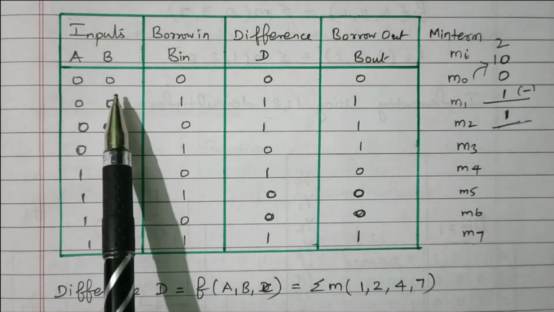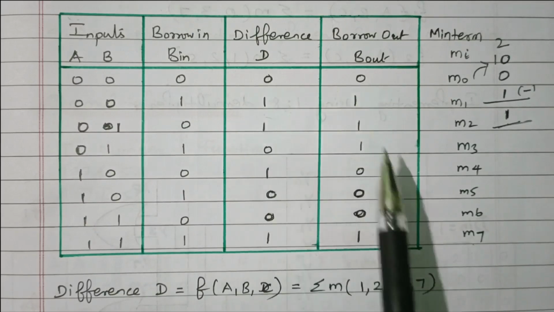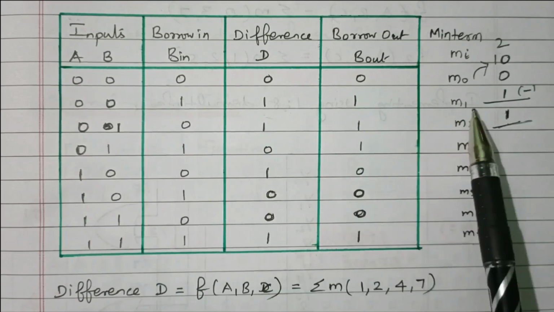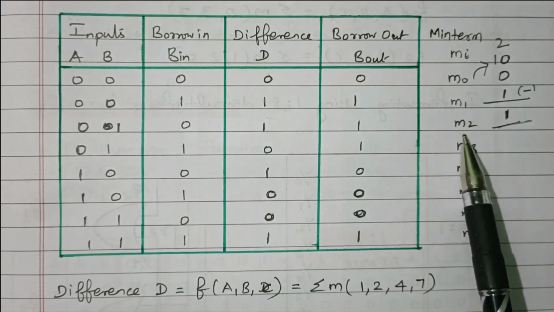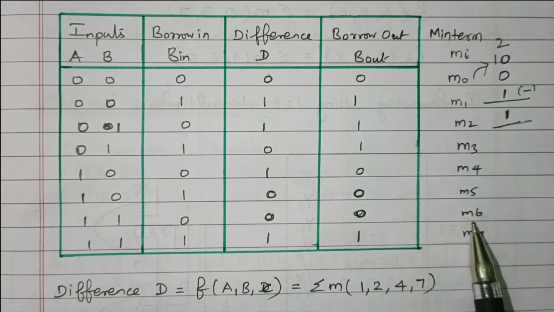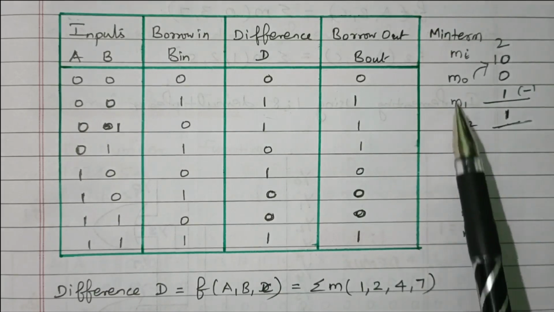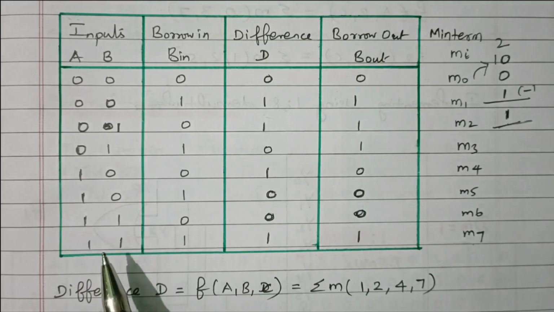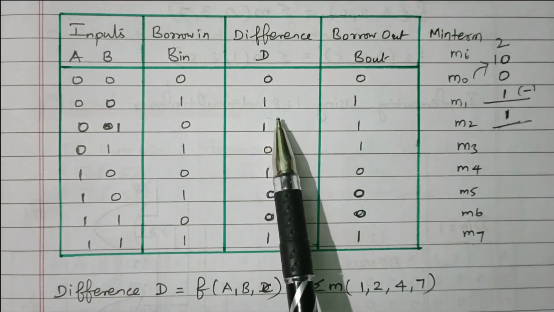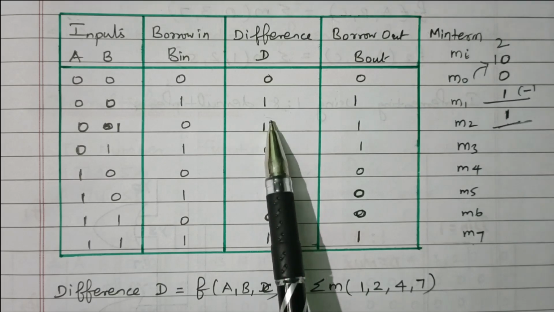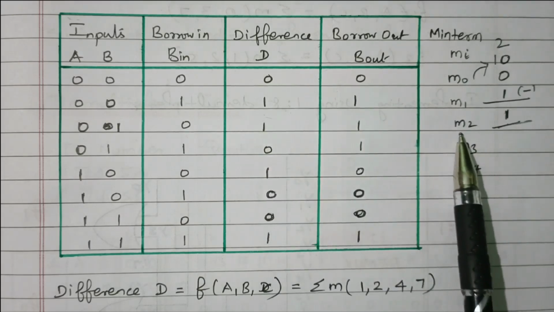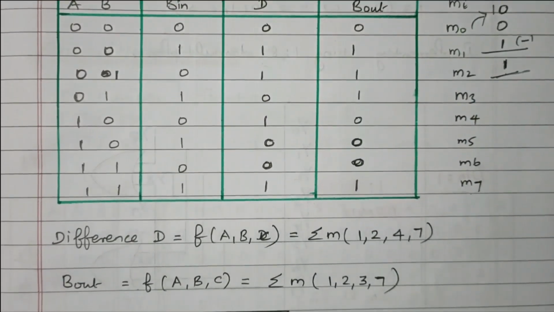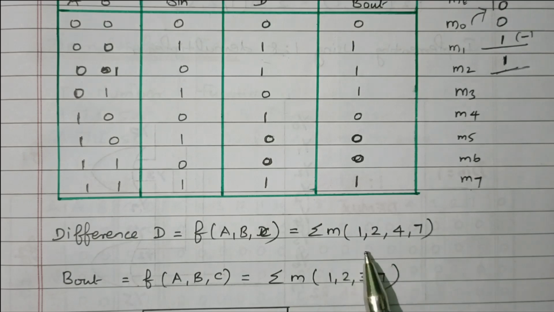So A, B, borrow in are 3 inputs, and difference and borrow are 2 outputs. Now the combinations 0, 0, 0, 0, 0, 1 and so on are represented as min terms M0, M1, M2, M3, M4, M5, M6 and M7. For the difference, 4 ones are available, corresponding to M1, M2, M4 and M7. These 4 are at high level, so those are the required terms for generating the difference.